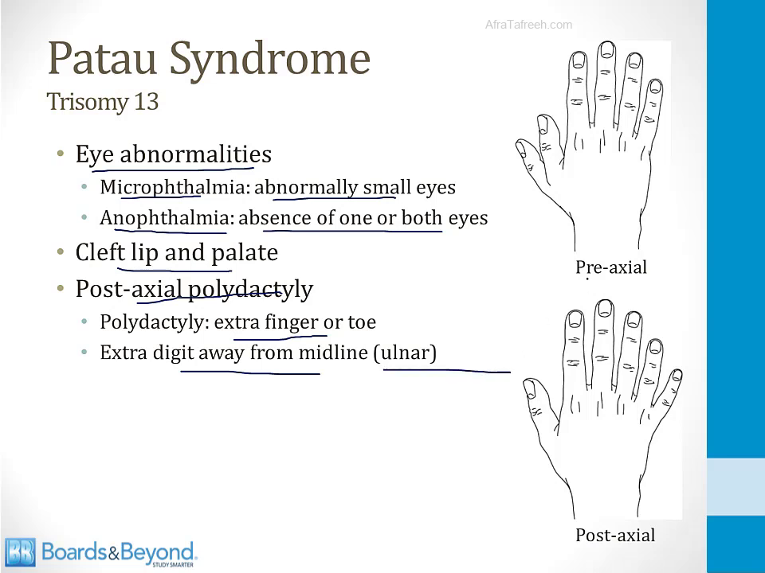Shown on the screen is pre-axial polydactyly on the top. That's where the extra finger is on the thumb side. The bottom of the screen is post-axial. That's where the extra digit is on the ulnar side of the hand. You can also see extra digits in the feet.